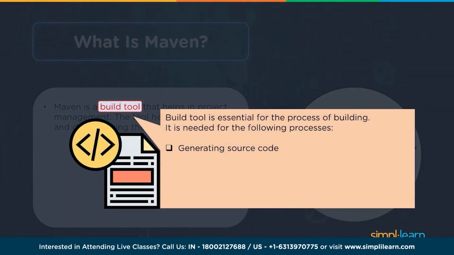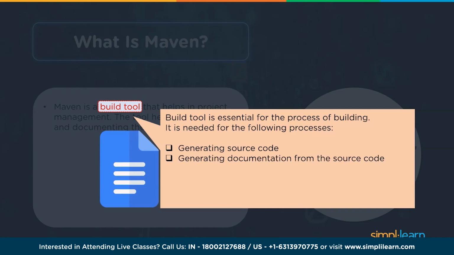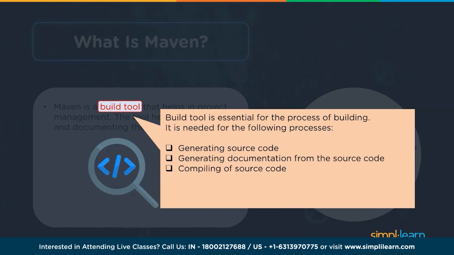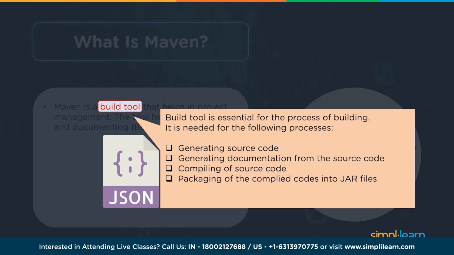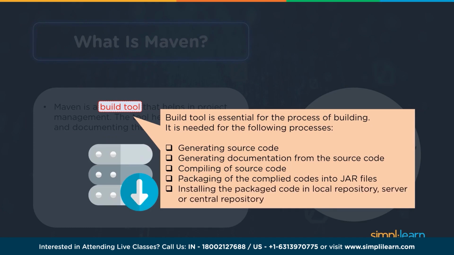A build tool takes care of everything for building a project. It generates source code, generates documentation from source code, it even compiles the source code, and packages the compiled code into jar or zip files. Along with that, the build tool also installs the packaged code in a local repository, server repository, or central repository.